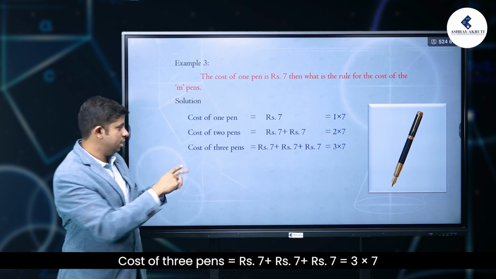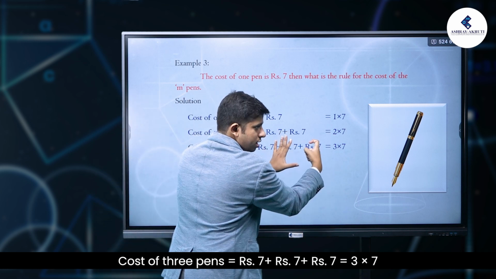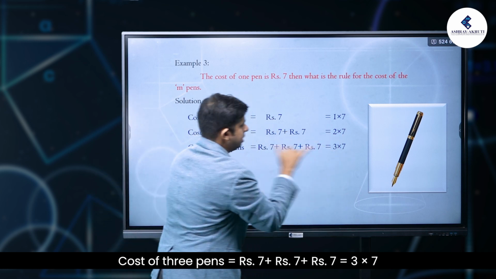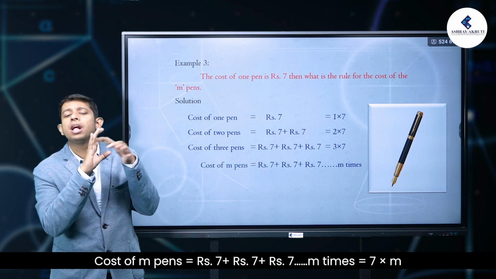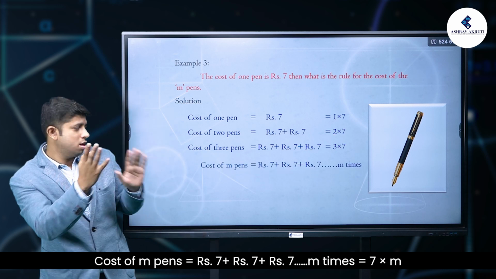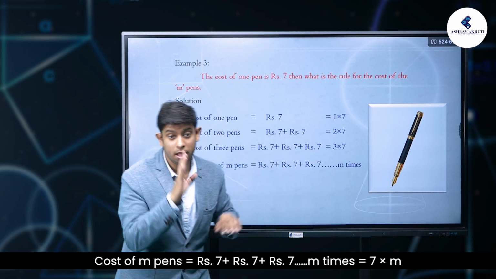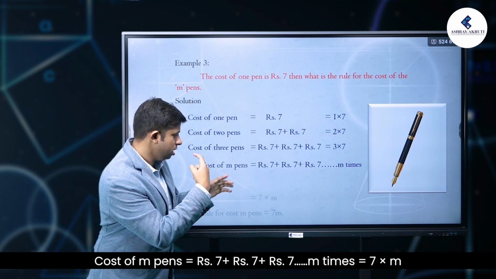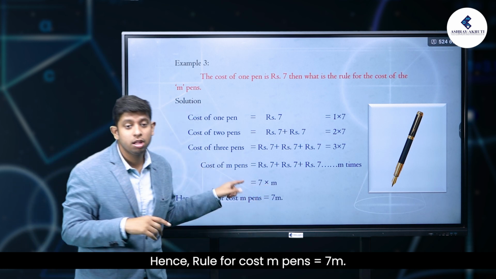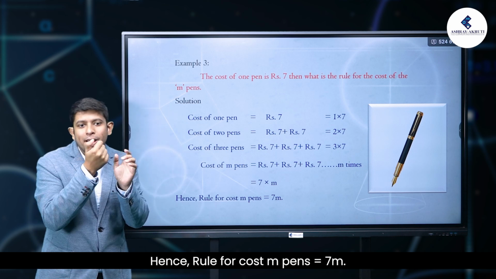Cost of 3 pens is equal to rupees 7 plus rupees 7 plus rupees 7, which is equal to 3 into 7. Cost of M pens is equal to rupees 7 plus rupees 7 plus rupees 7 and so on to M times, which is equal to 7 into M. Hence, the rule for the cost of M pens is 7M.